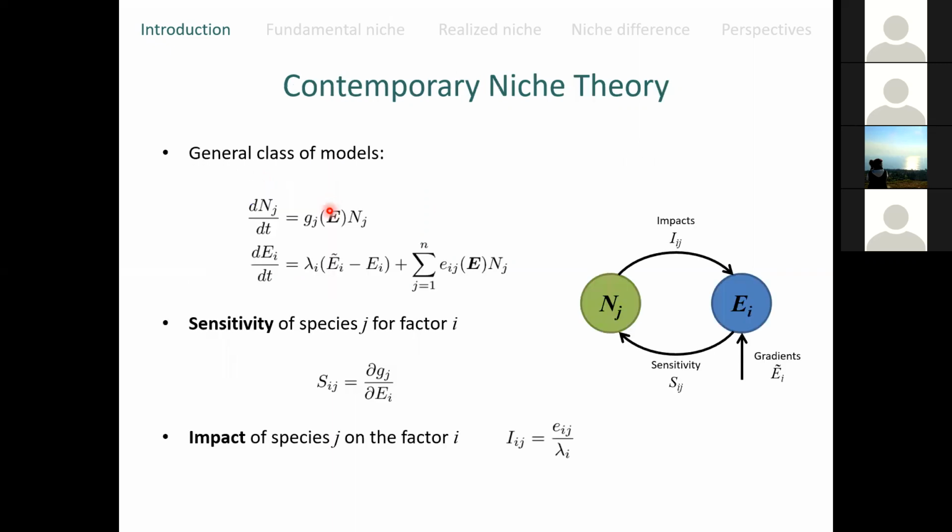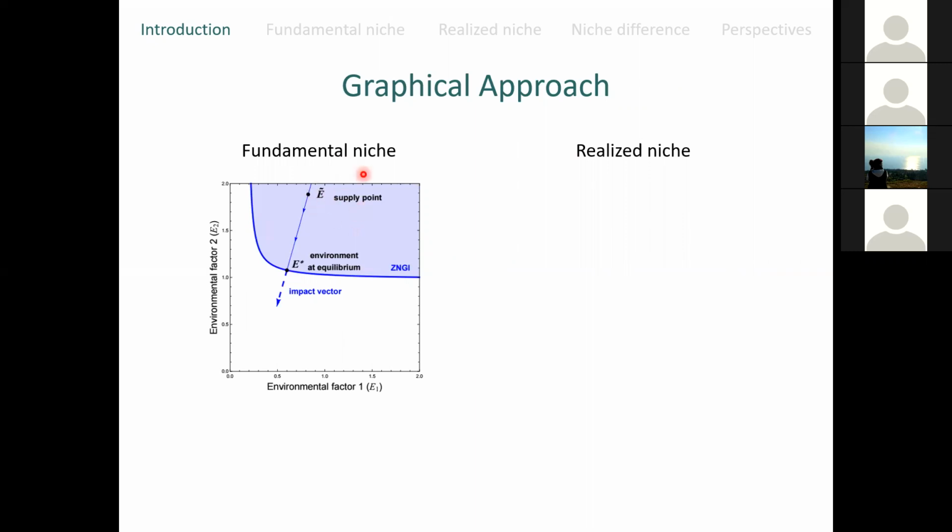It's the set of environmental factors for which my species can be found at equilibrium. And what's convenient is that the supply points here live in the same space as my environmental factors. They have the same units, so I can superimpose them in the same graph. This is a bit of the nuts and bolts of the graphical approach. You can combine the information you have on the impact vectors and the ZNGI to solve for, if I give you one supply point, what the environment is going to be at equilibrium, and know everything about your system. So there's a way to associate supply points to equilibrium that results in solving this feedback loop and knowing something about the equilibrium of your system.